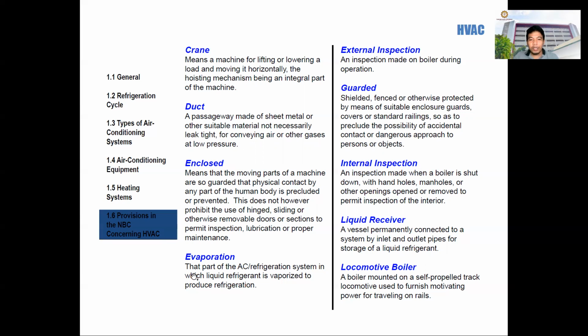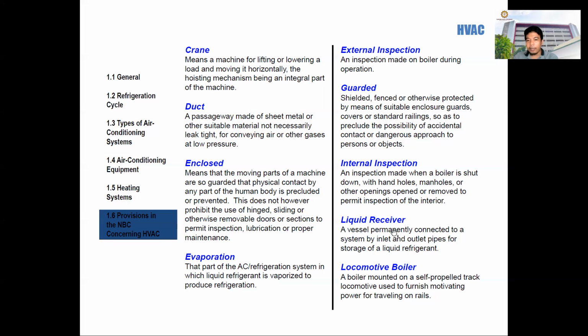Next is evaporation. So that part of the air condition or refrigeration system in which liquid refrigerant is vaporized to produce refrigeration. And then you have external inspection. So it is an inspection made on boiler during operation. And then you have guarded. We also discussed this in building conveying system. Next is internal inspection. So it is an inspection made when a boiler is shut down with hand holes, manholes, or other openings open or removed to permit inspection of the interior.